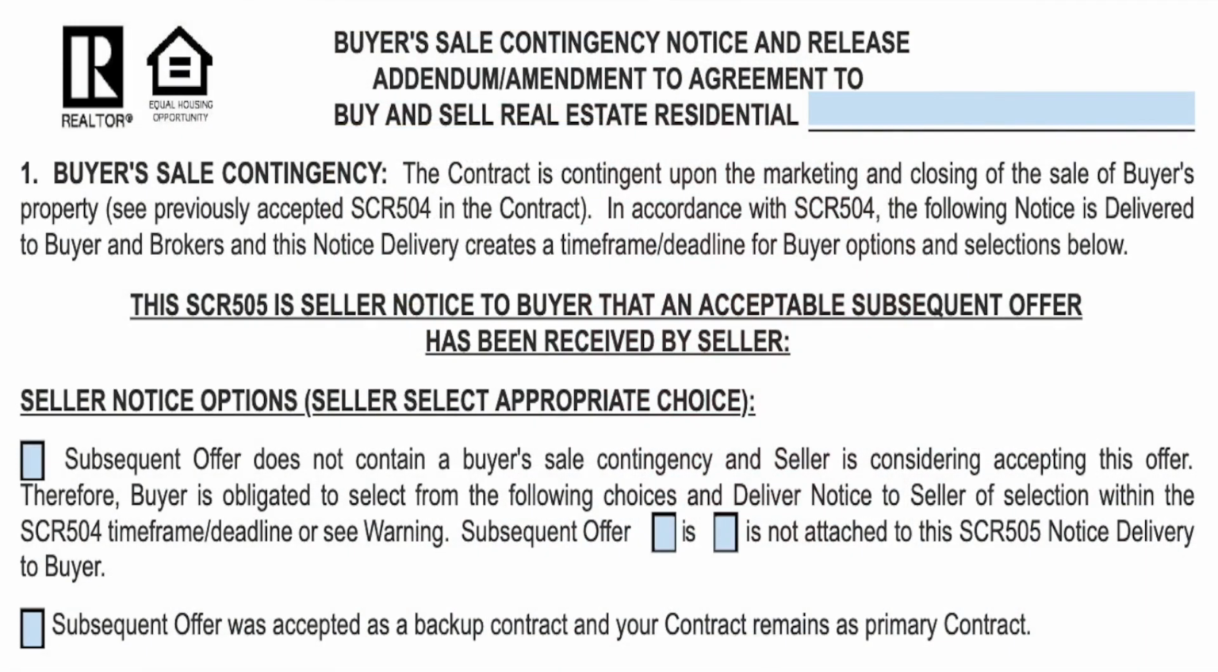Or the seller is going to let the buyer know the subsequent offer was accepted as a backup contract and your contract remains as primary contract. So basically, seller has a backup, they're not pushing the buyer, maybe it contains something else, whatever the case may be, they just accepted it as a backup offer in case the current offer does not go through. They're just giving you notice we have a backup offer on the property.